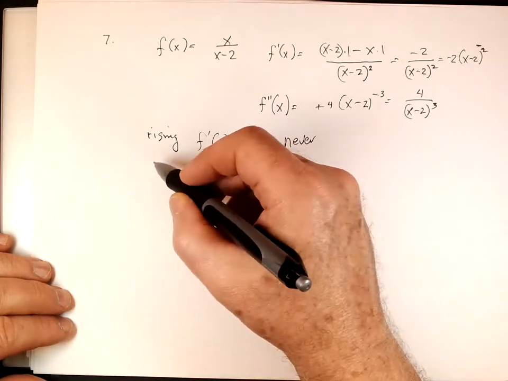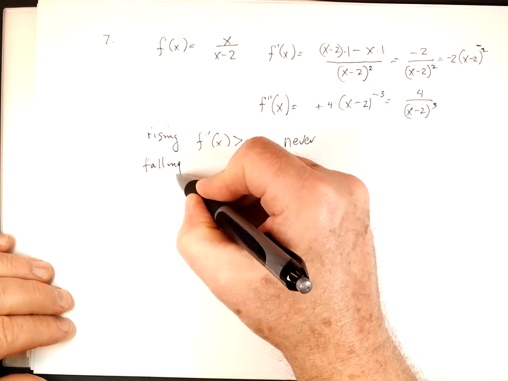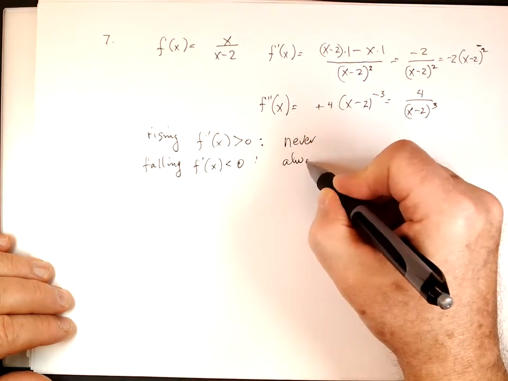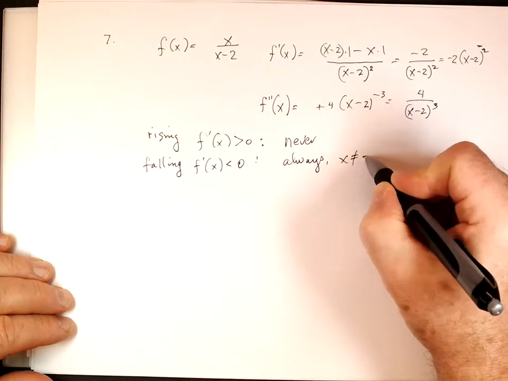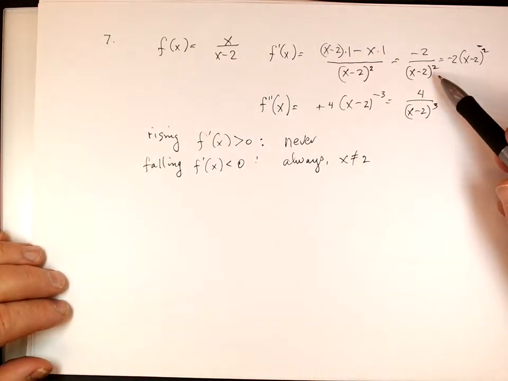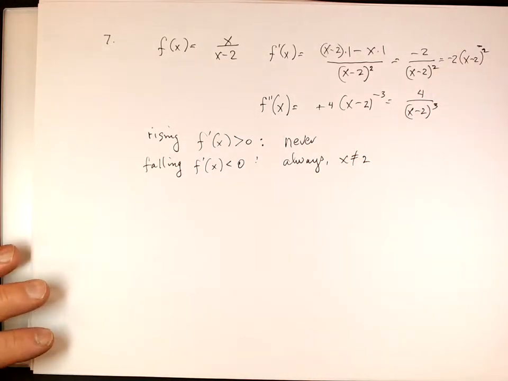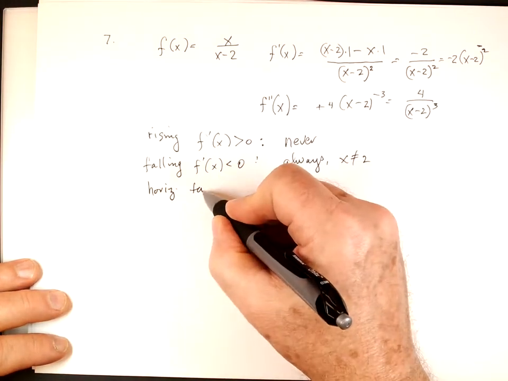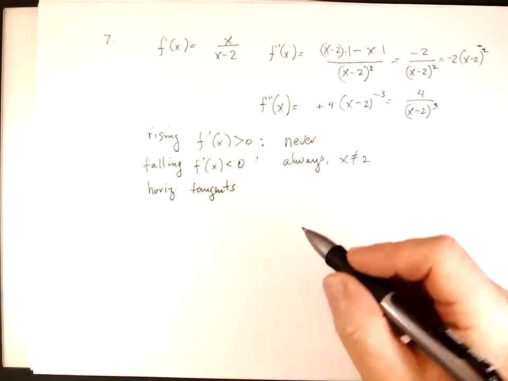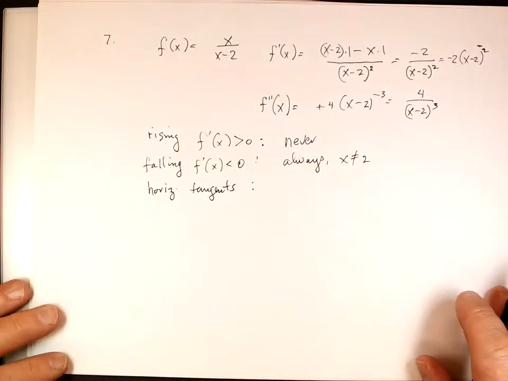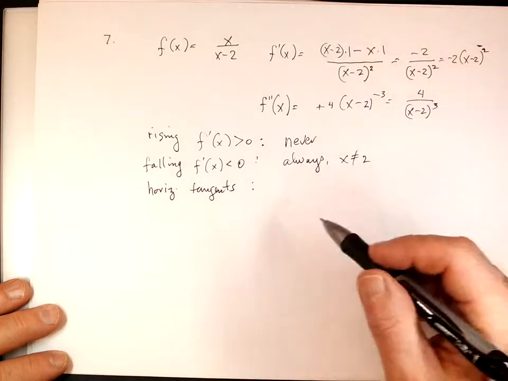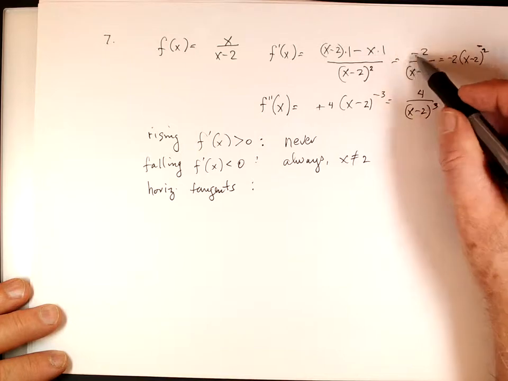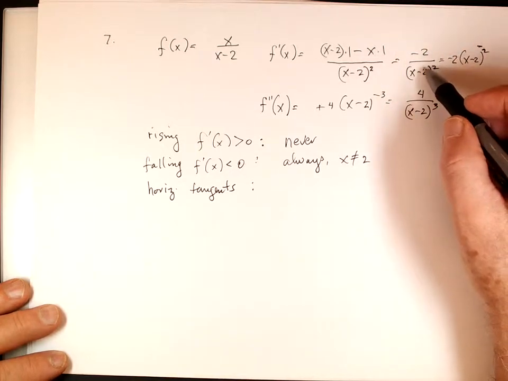Okay? Falling. Always, as long as x is not equal to 2, because at 2 the thing is undefined. But for every other value, the first derivative will be negative. Horizontal tangents. We'll have to look at the questions to see what they actually ask you for, but I'm doing them all. Horizontal tangents occur where the first derivative is 0. This first derivative is never 0. The numerator is negative 2.